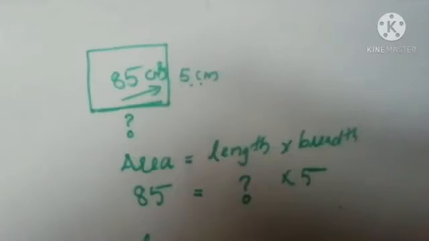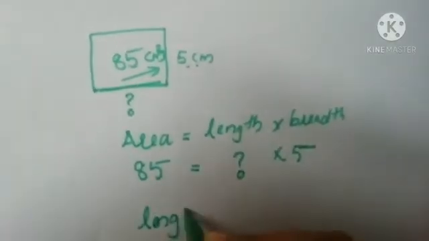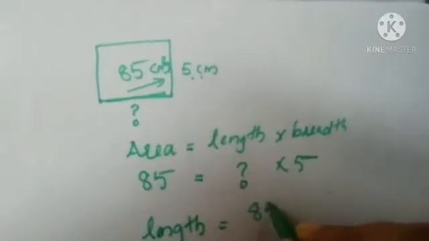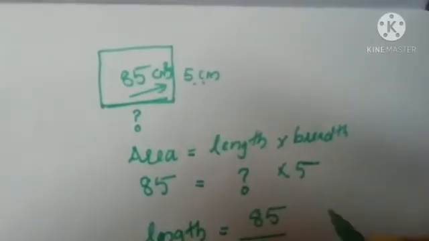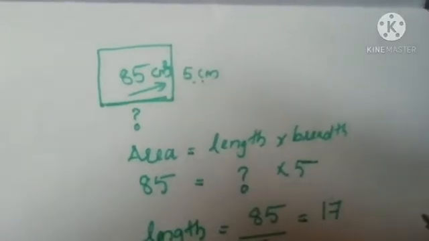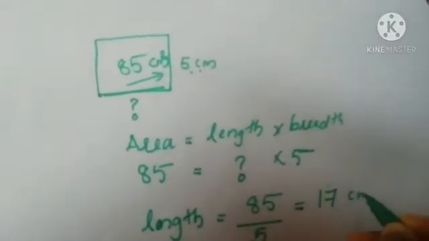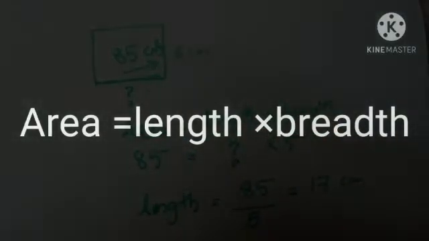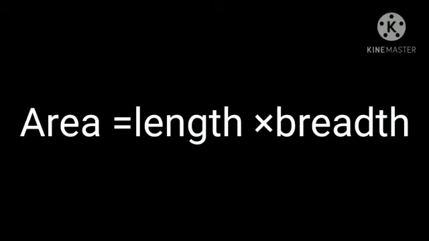That means length is equal to 85 divided by 5, which is equal to 17. This should be the length of the rectangle. We are learning how to find the area of a rectangle by using a natural number.